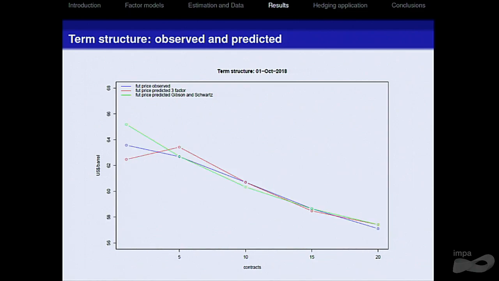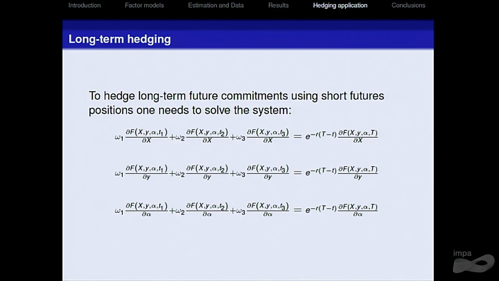And more recently, we have a position of backwardation of the future prices. And we can see again that the first contract is better just for the three-factor model. So there are a lot of implications for this kind of study. One of these implications we're going to show you is the hedging implications. For example, it's common in the industry to have long-term commitments, and we want to hedge these long-term commitments using short future contracts.